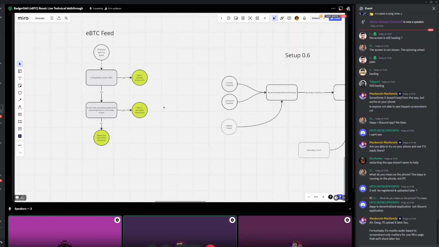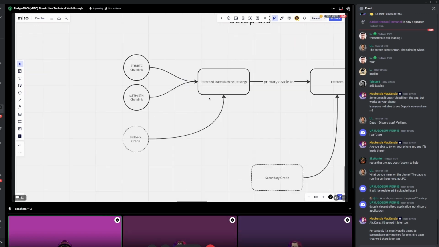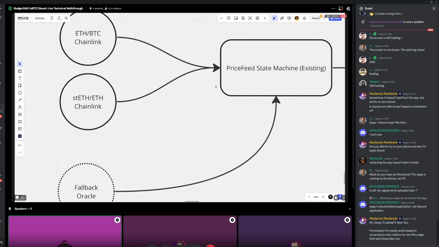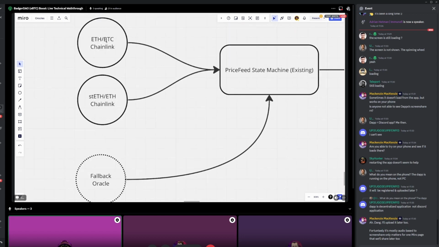And so previously, the setup looked something like this. We had an immutable primary oracle, right? And it is combining two Chainlink feeds to ultimately get the stETH BTC price, excuse me, by combining the ETH BTC price and the ETH stETH price, these two feeds.